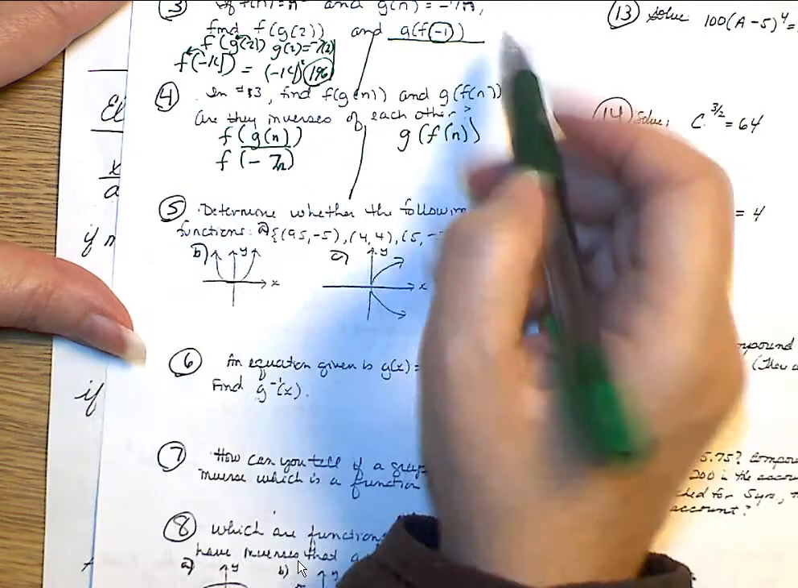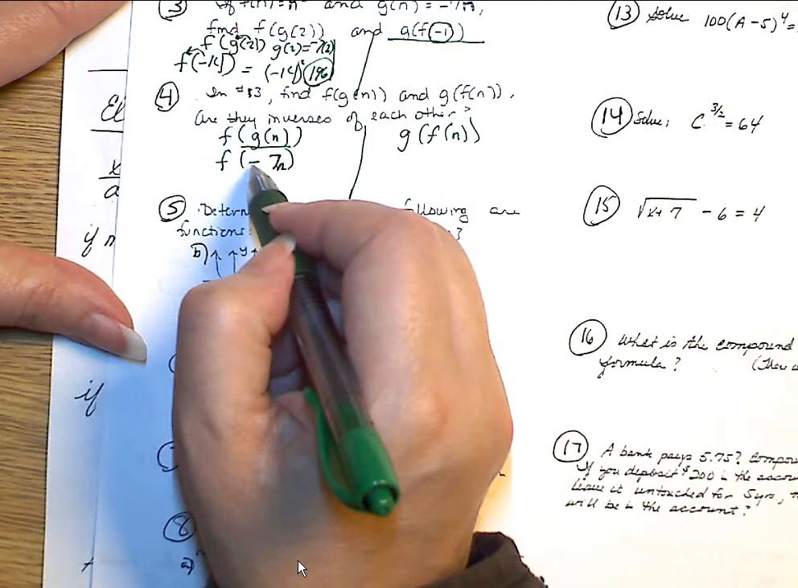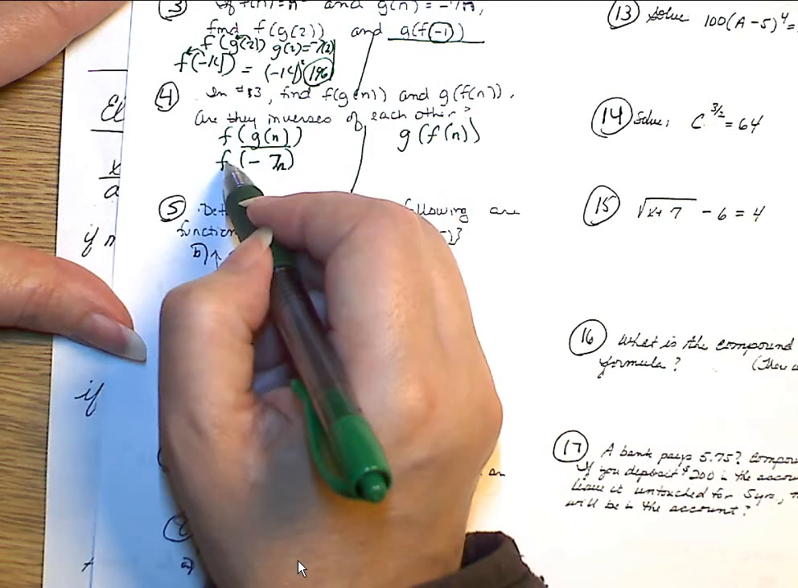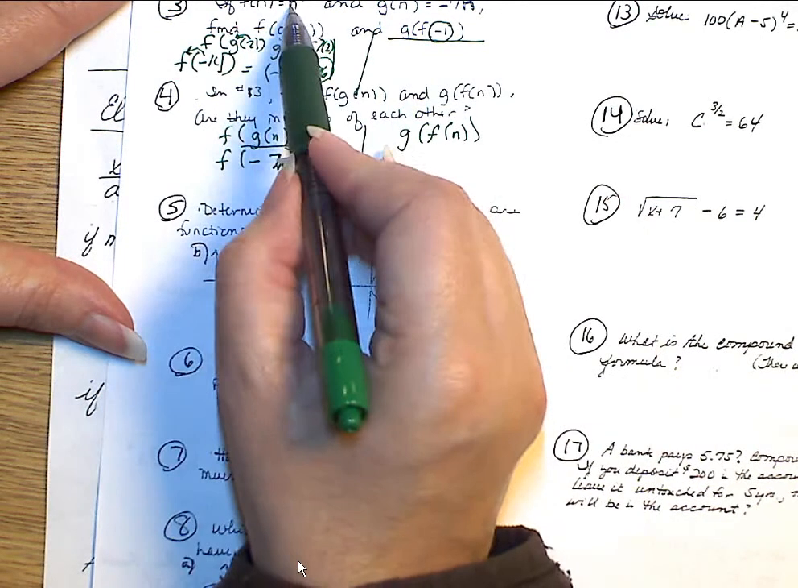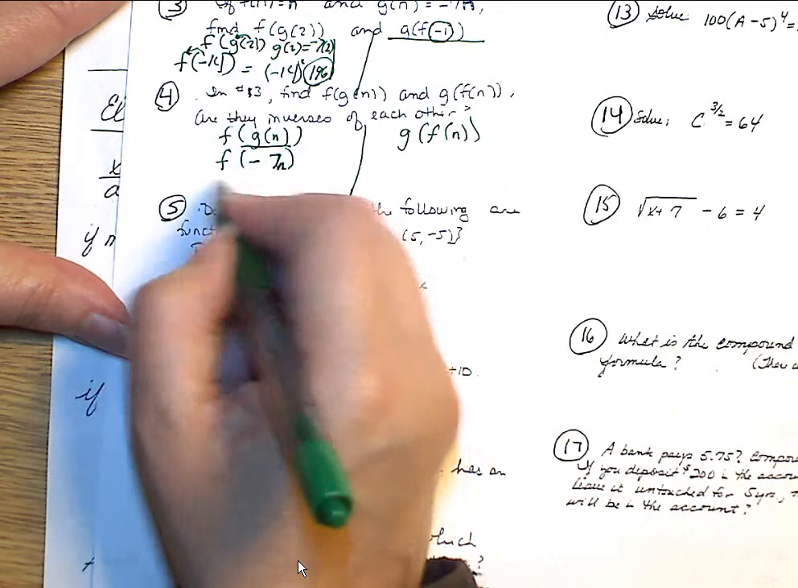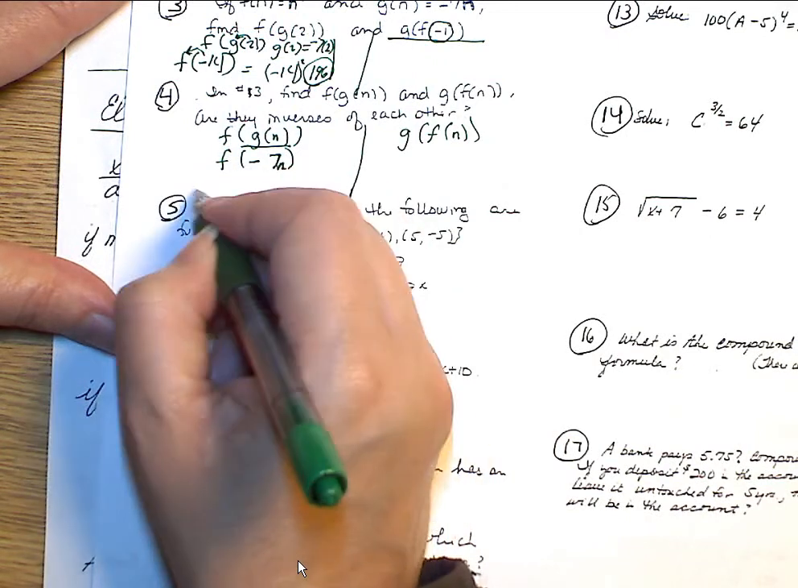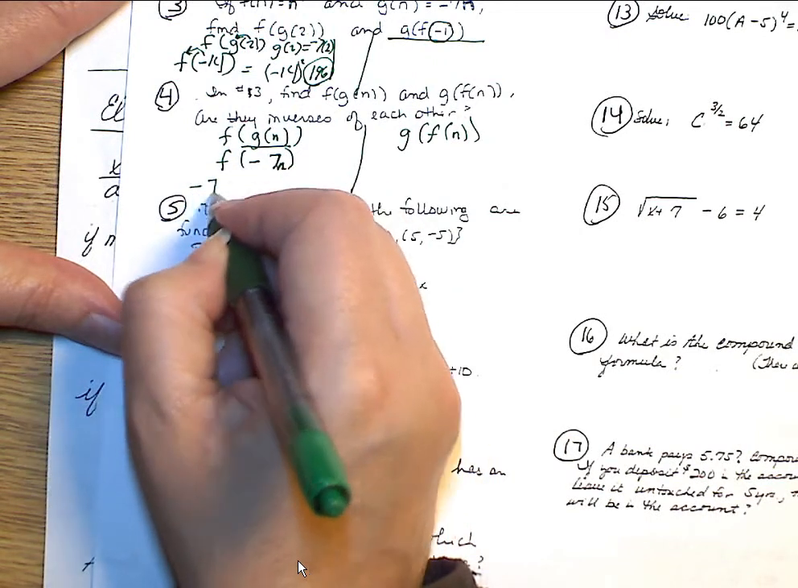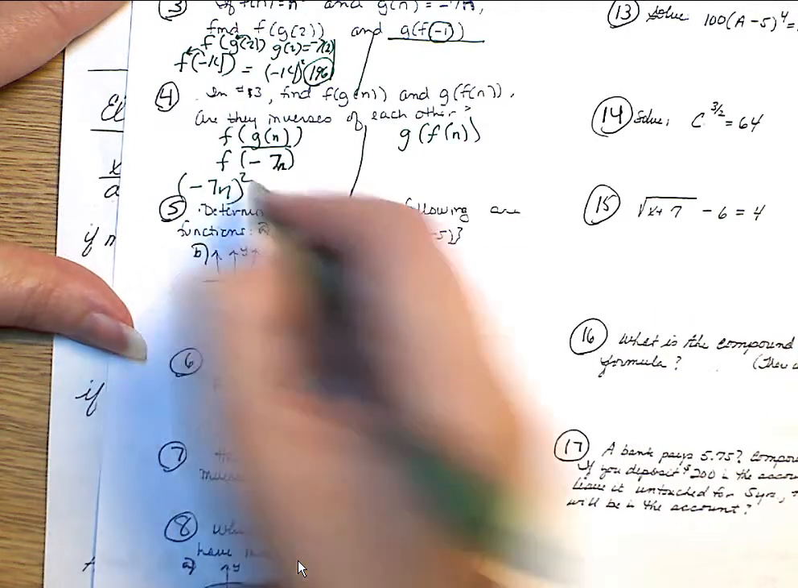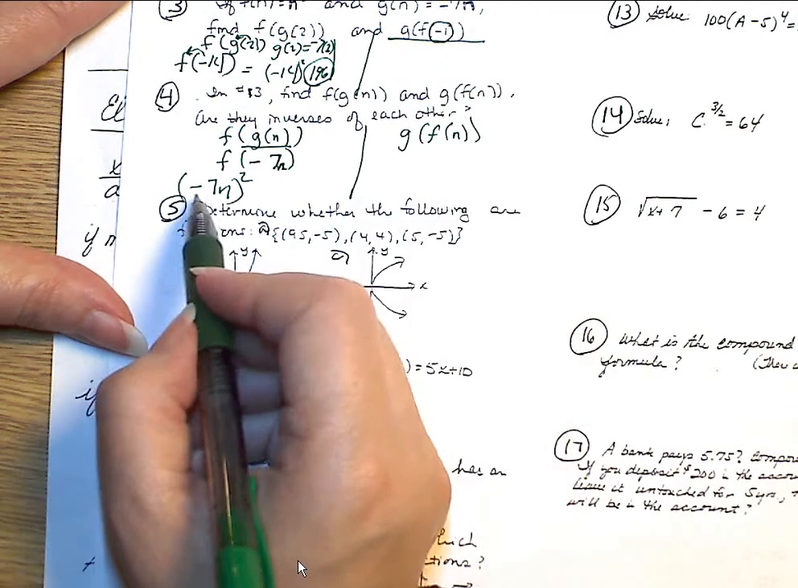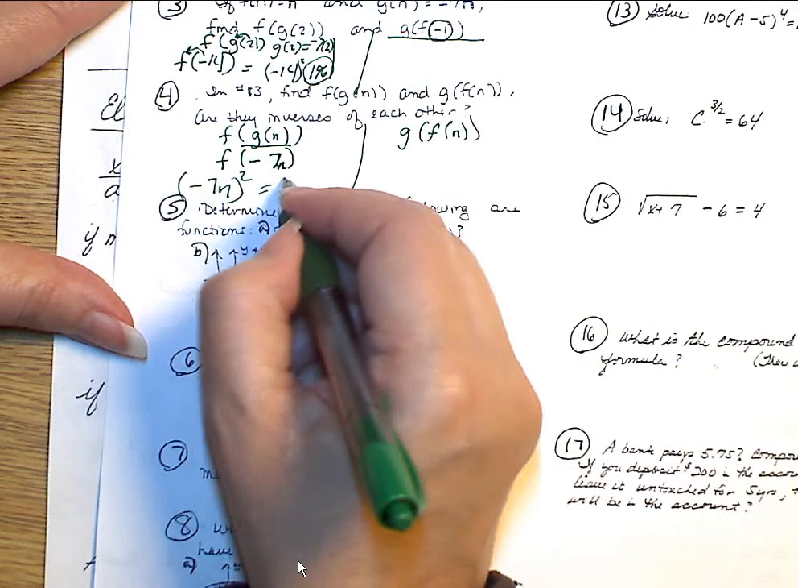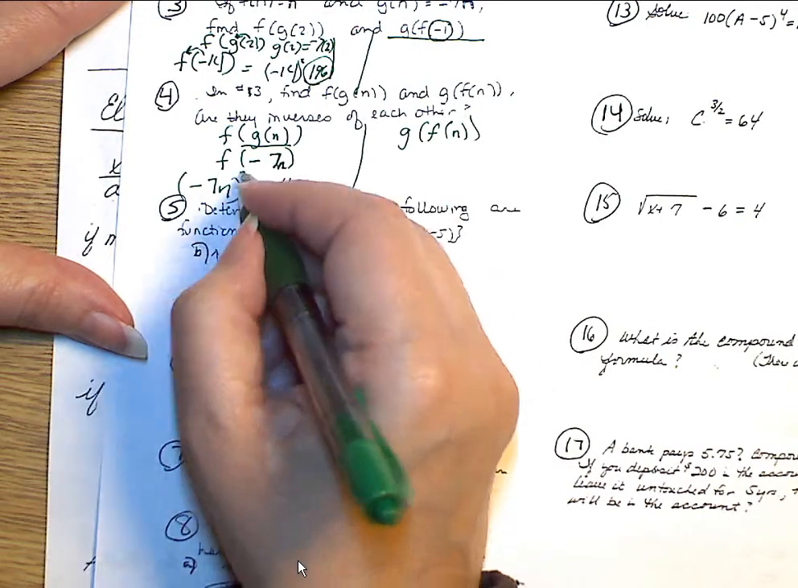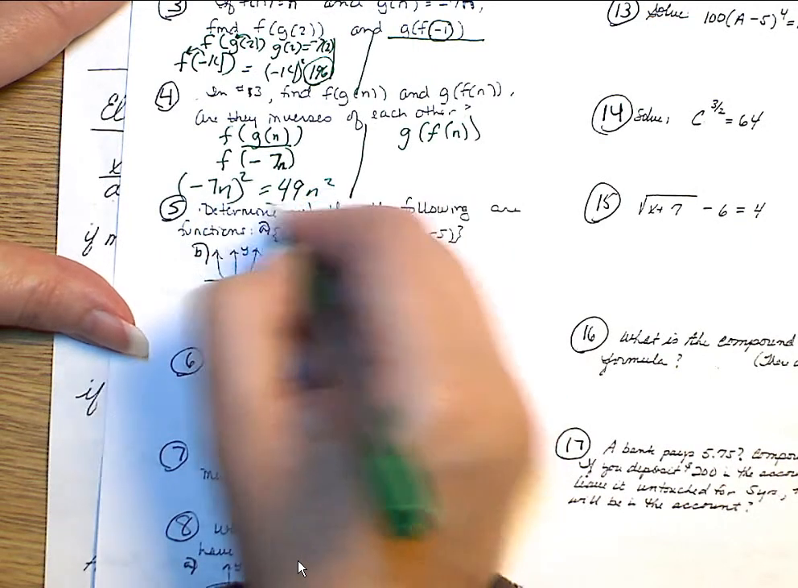Then it says to put negative 7n in for my f function. My f function says n squared. So I am taking this, putting negative 7n into f, and squaring it. So negative 7 times negative 7 is 49. 49n squared is my final answer.